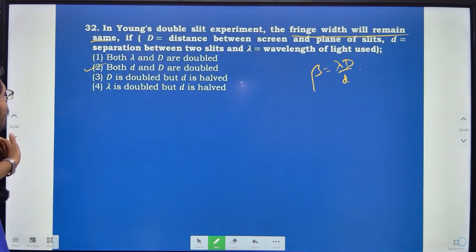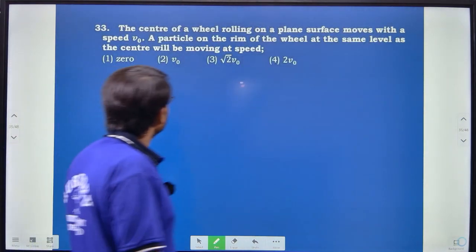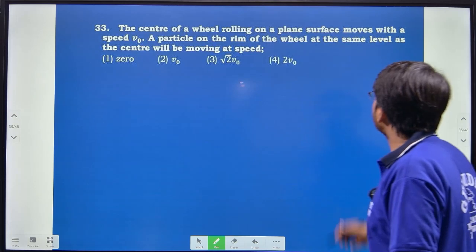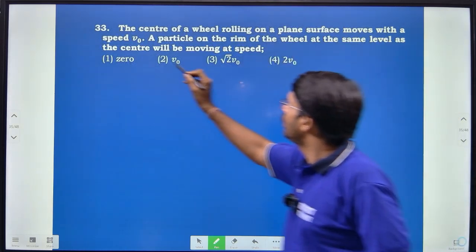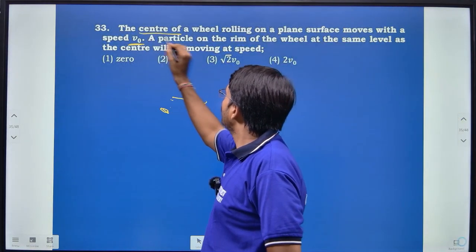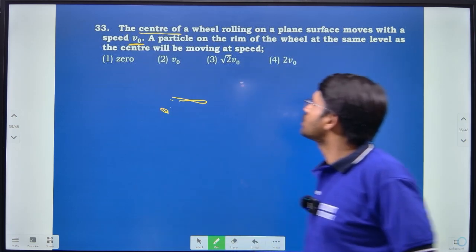We'll go to the next one. The center of a wheel rolling on a plane surface moves with the speed v naught. Here v naught is the speed of the center of the wheel.